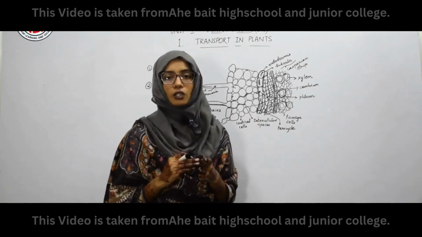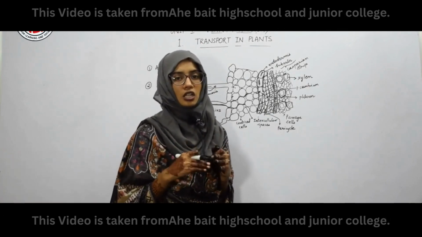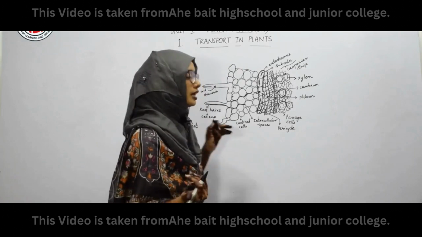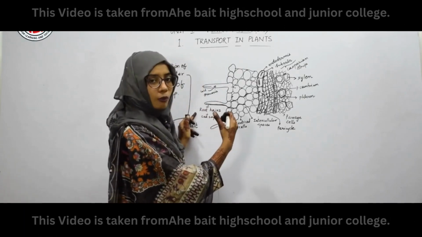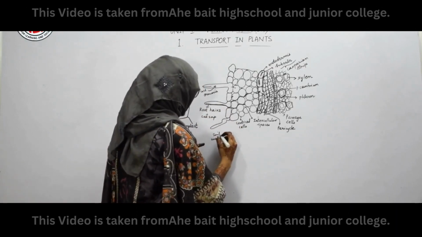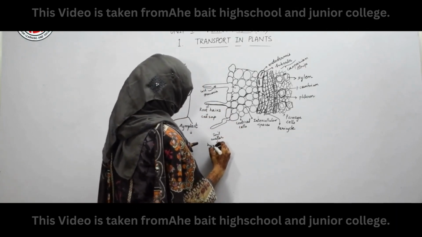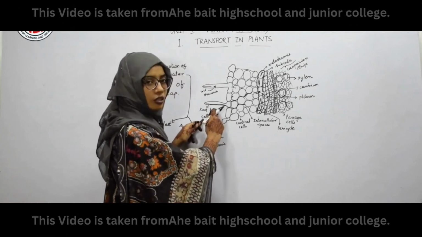We know that the water moves from a region of high water potential to lower water potential. So let's see how the water is going to be absorbed from the soil by the roots. The soil contains water and this water is hypotonic, that is, it is less concentrated when compared to the cell sap present in the root hairs.